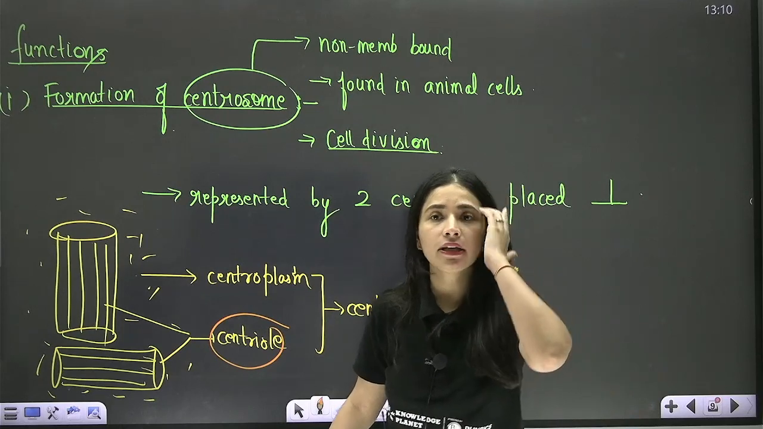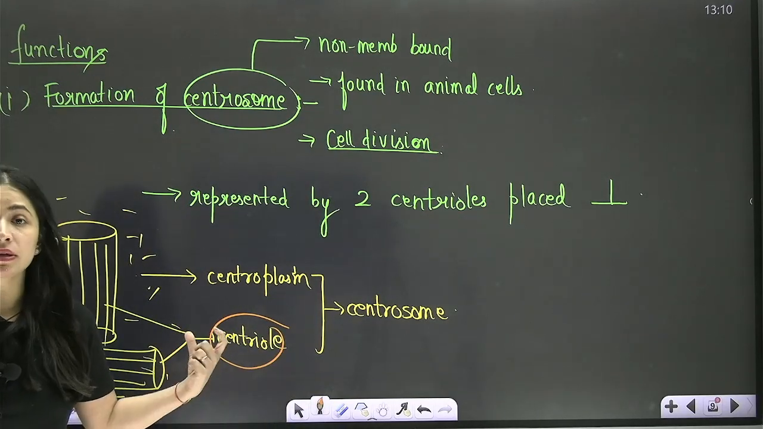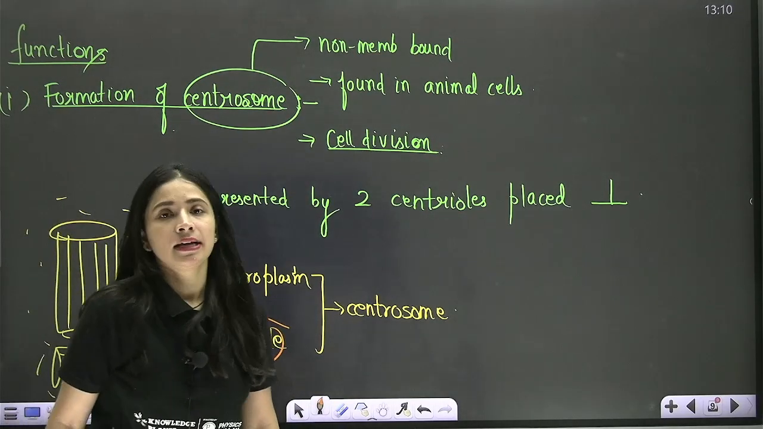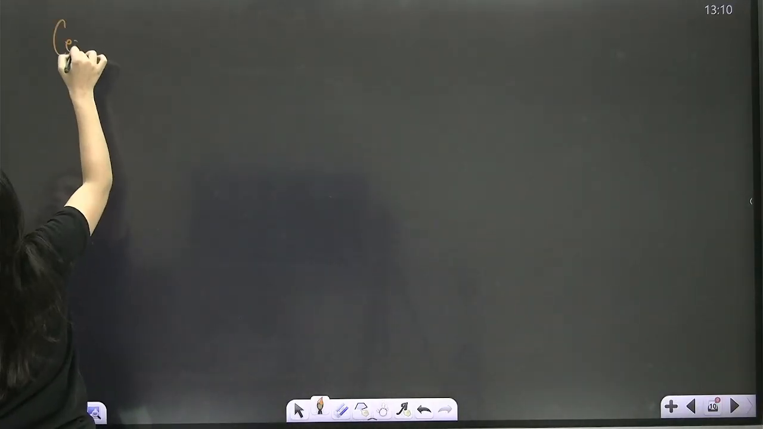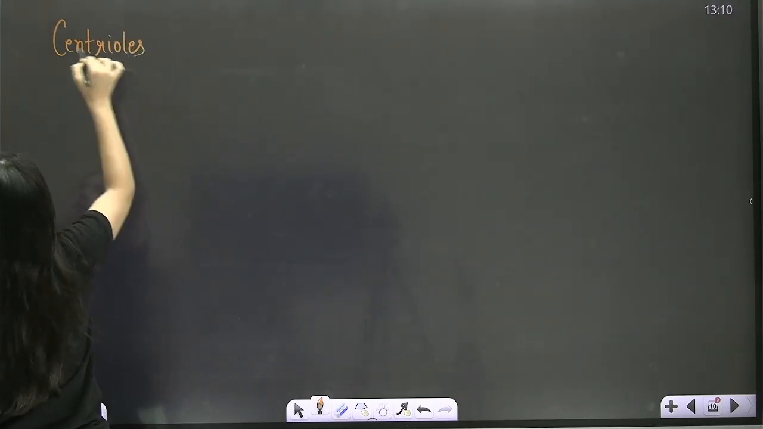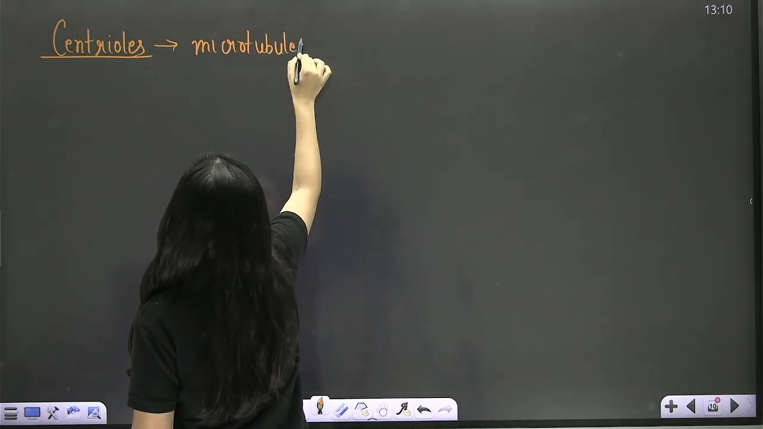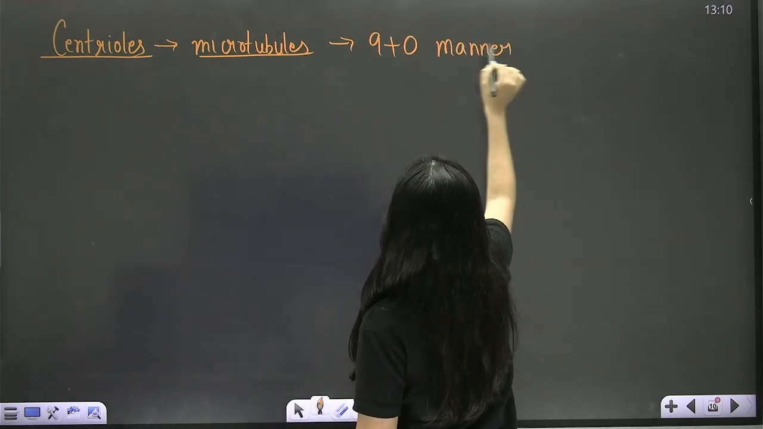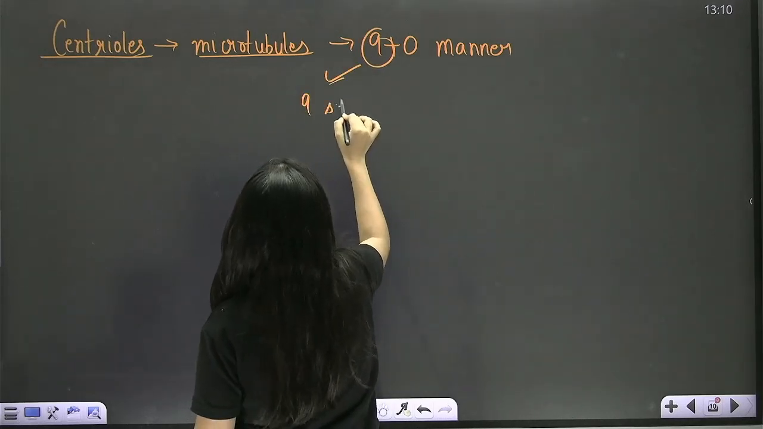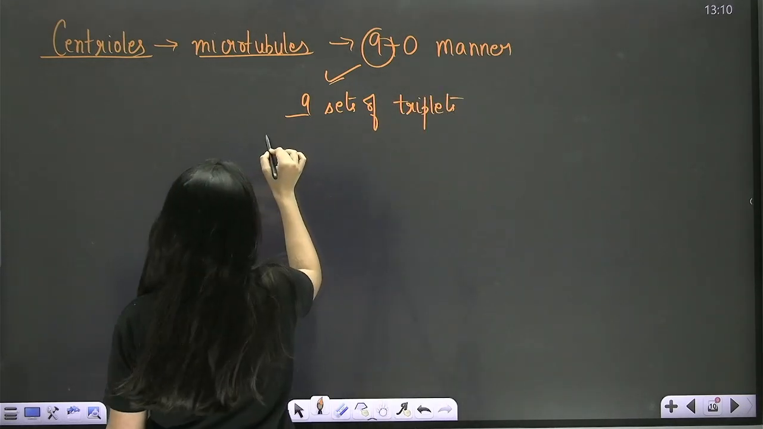Now you have to study in your syllabus the detailed structure of this centriole, that is, how microtubules are used to make this centriole. Okay? Chalo, now let's see what the structure of the centriole is. So centrioles, again, are made up of microtubules, right, which are arranged in a 9+0 manner, where 9 stands for 9 sets of triplets on the peripheral side.